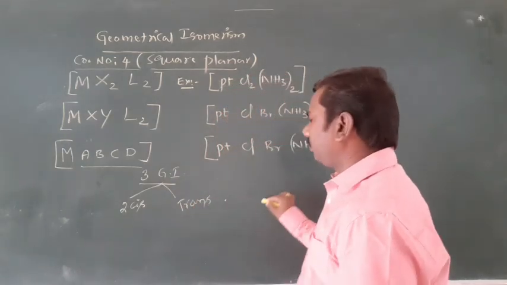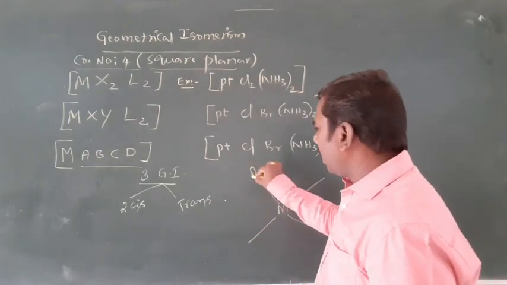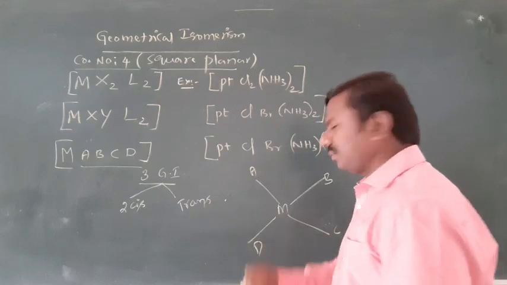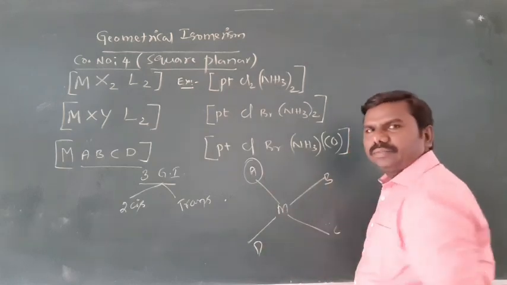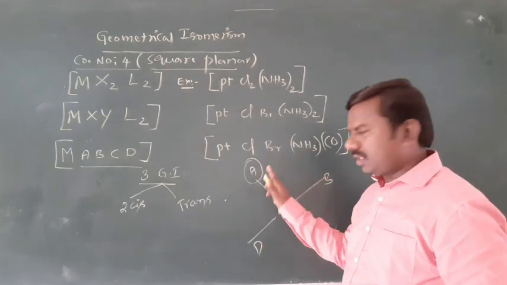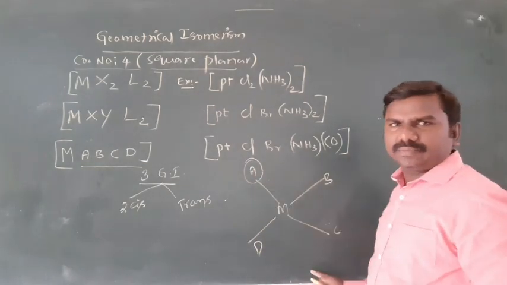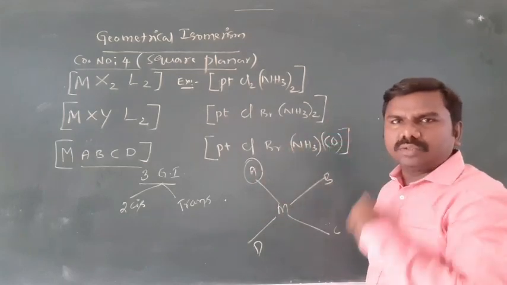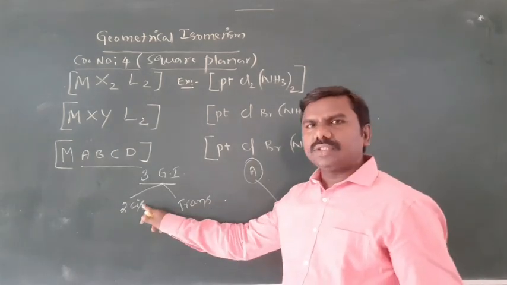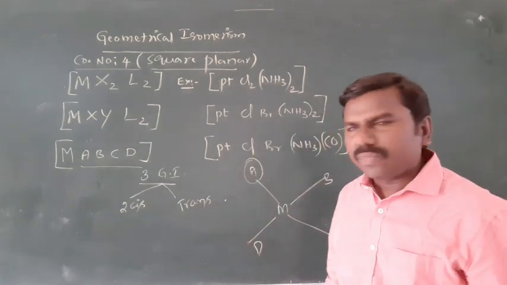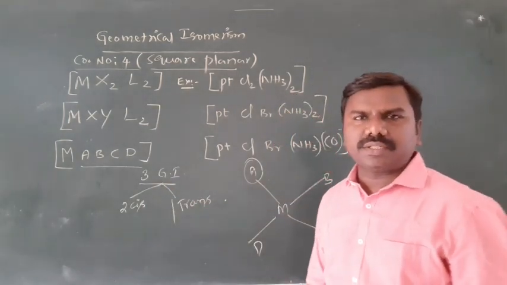You just observe the metal atom A, B, C, D. With respect to A, B and D: AB adjacent to each other, AD adjacent to each other, but AC is opposite to each other. Opposite to each other, one trans. Adjacent to each other, totally two cis, 1 trans. Totally 3 isomers, 2 are cis, 1 is trans, right?